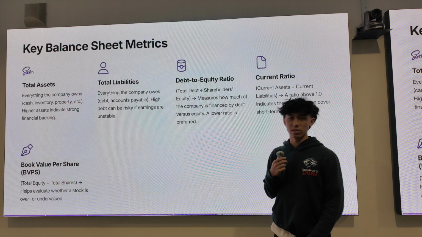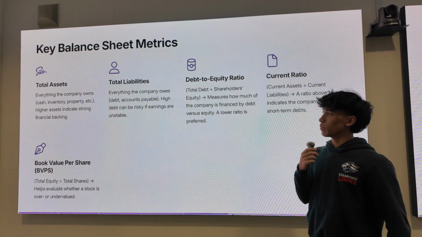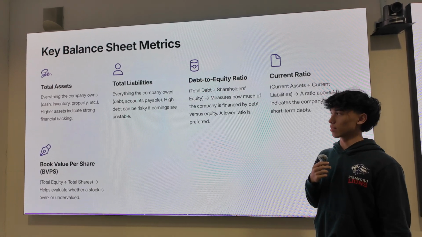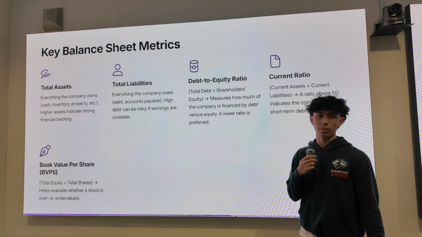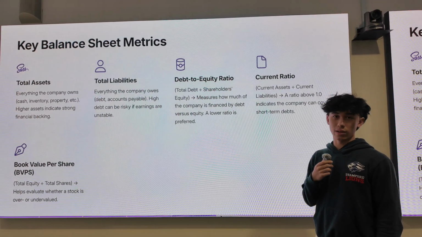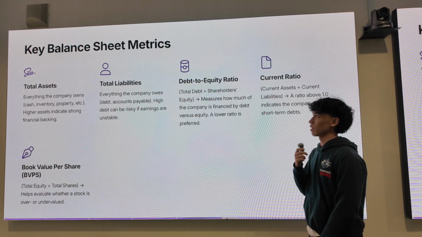Higher assets just means strong financial backing, just means they have a lot of money. Total liabilities is just everything a company owes. That could be debts or just loans from the bank. High debt can be risky if earnings are unstable, as these companies have to pay back these liabilities.